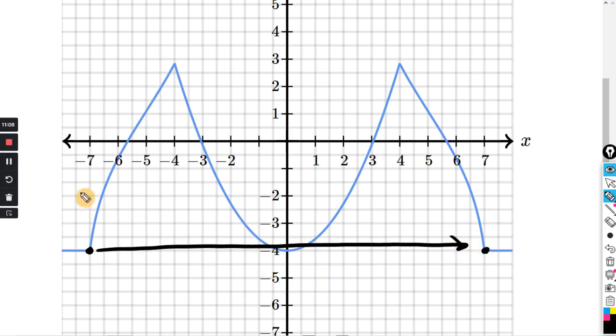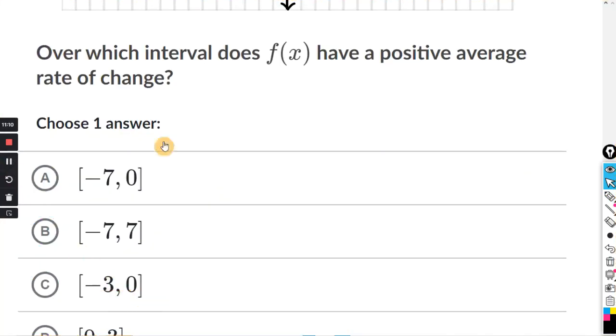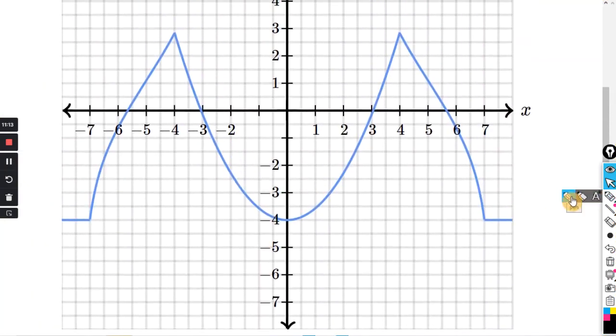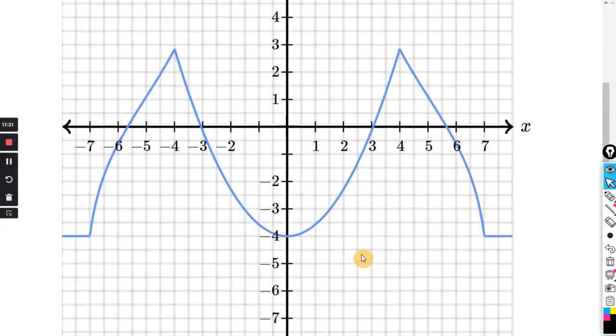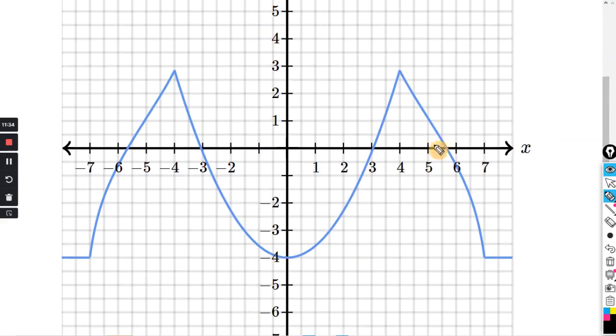No, that's 0. Next one, from -3 to 0. All right. X equals -3 hits the graph right here. X equals 0 hits the graph right here. Is this a positive slope? No, that's a negative slope. So it has to be D. Let's make sure. This runs from 0 to 3. All right. X equals 0, trace it to the graph. X equals 3, trace it to the graph. And now connect. Is that a positive slope? Yes. Answer D.